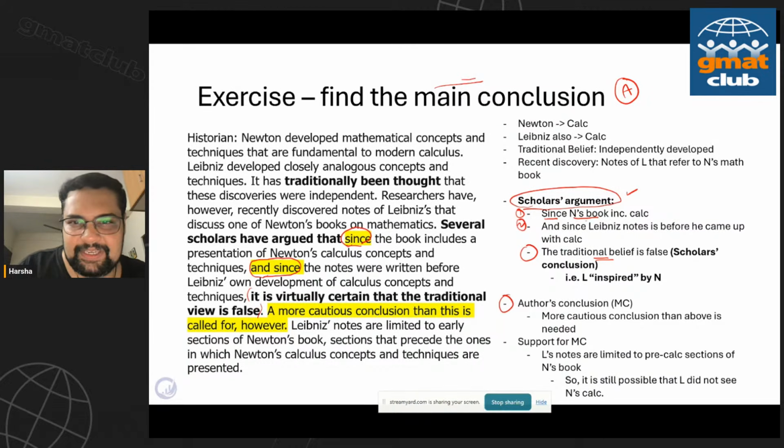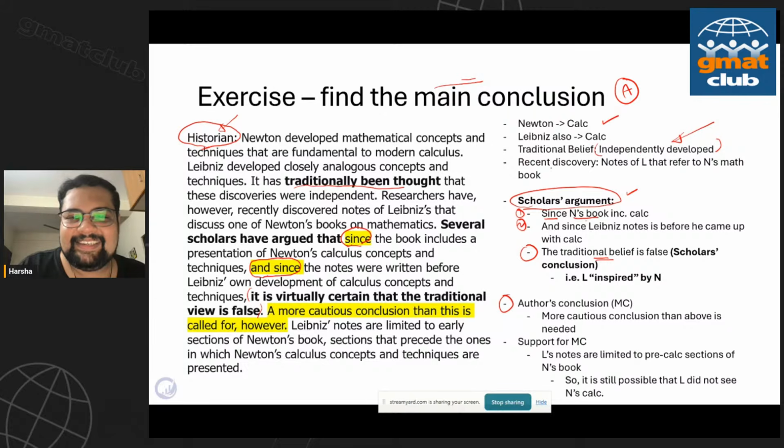Overall, what's happening in this argument? Let's quickly run through. Historian is the author for all practical purposes. This is the guy who's written this argument. So Newton has come up with calculus, I'm just abstracting it. Newton has come up with calculus. Leibniz has also come up with calculus. There is this traditional belief out there that both of them arrived at calculus independently.